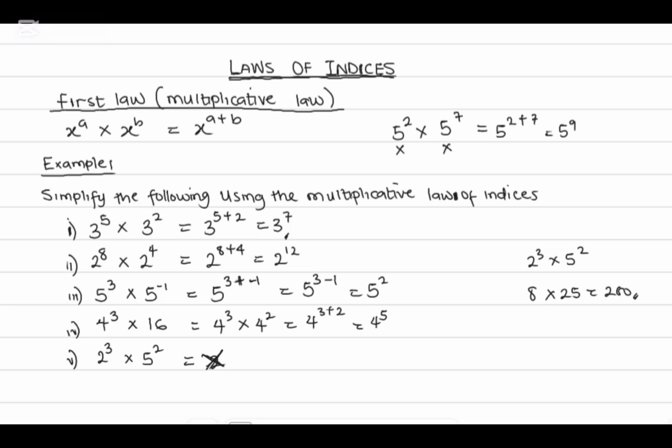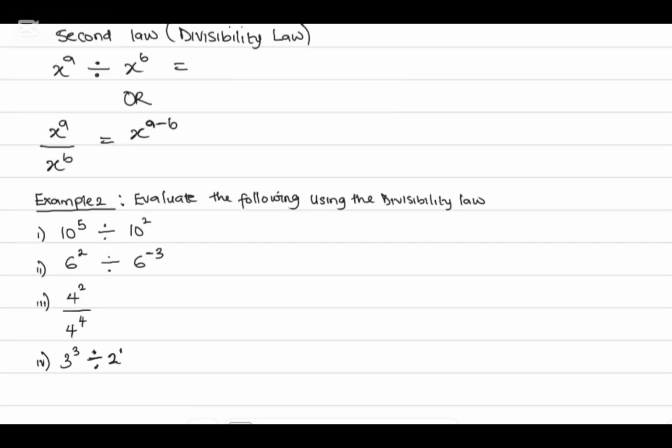Let's look at the second law now, which is also called the divisibility law. What is it simply saying? If I have s raised to power a divided by s raised to power b, the answer is simply s raised to power a minus b. When two indices are dividing, you have to subtract the powers. That is just what it's saying.